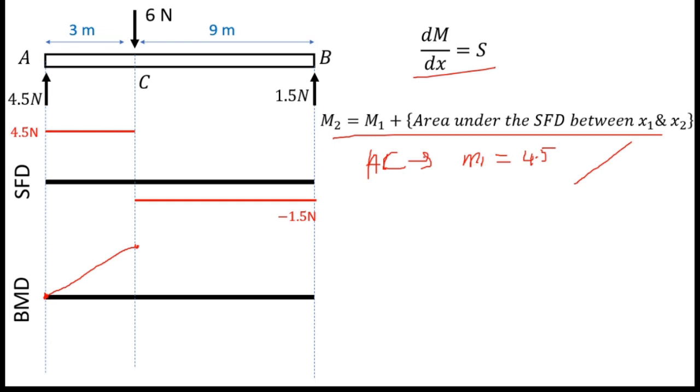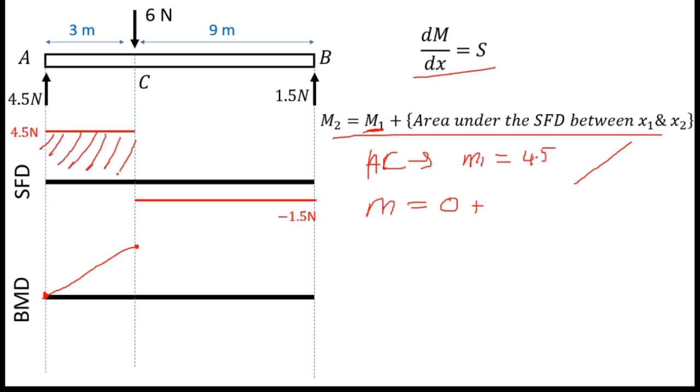For that I can use this relationship. So I will write M equals M1, where M1 is the previous bending moment value. Previous bending moment value is this value, so you can say it's 0, plus the area under the shear force diagram between x1 and x2. That means the area under the shear force diagram between A and C. So the area under the shear force diagram is this area.